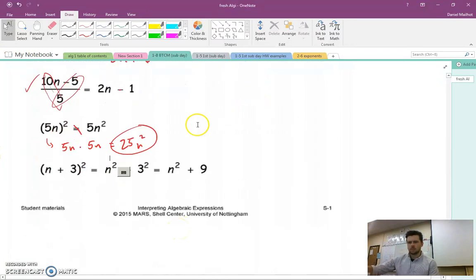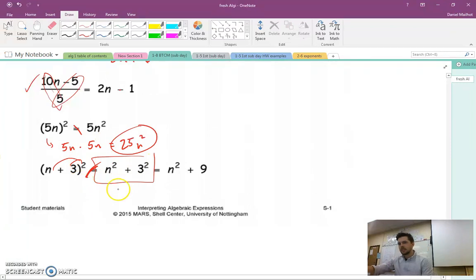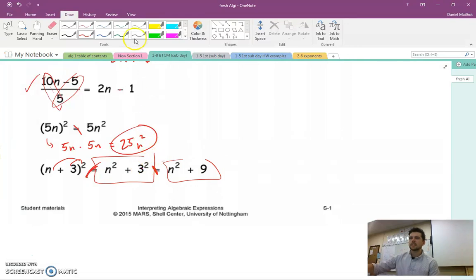Oh, we got a couple equal signs. Okay, this, no. We know that. That was our exit ticket from last time. You can't just distribute like that. Which means this is also not equivalent, right? Because all they did was take this and turn it into 9. So no, that one's wrong.